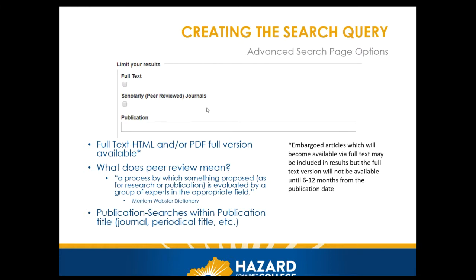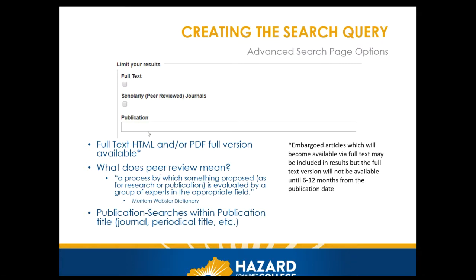Peer review is a process by which something proposed for research or publication is evaluated by a group of experts in the appropriate field. So for medical journals, this is going to be medical professionals, doctors, researchers who have read through these journals and have approved it as good base science.